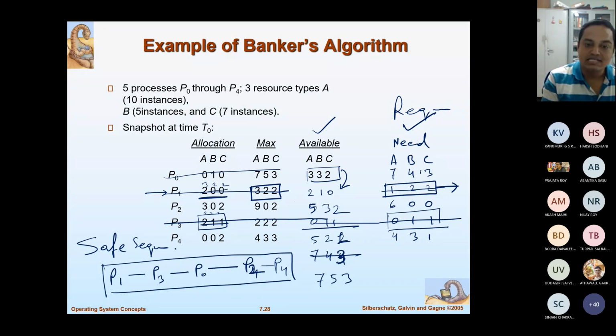So you may get several safe sequences. For example, P1, P3, P0, P4, P2, or you may get another safe sequence. Ultimately, you have to find a safe sequence. If there exists a safe sequence, then the system is in a safe state. Otherwise, there is a possibility of deadlock.